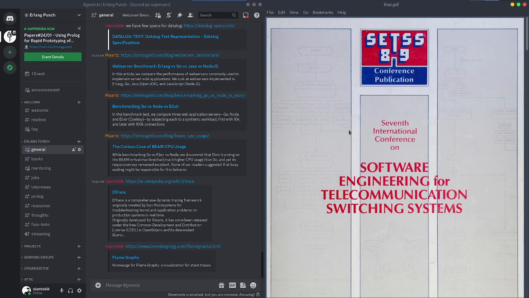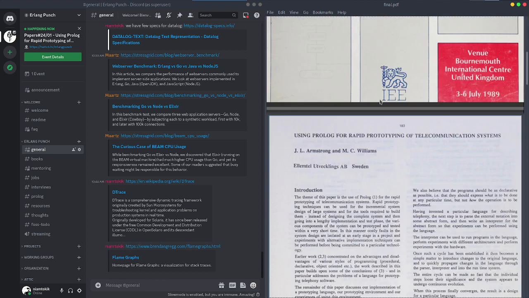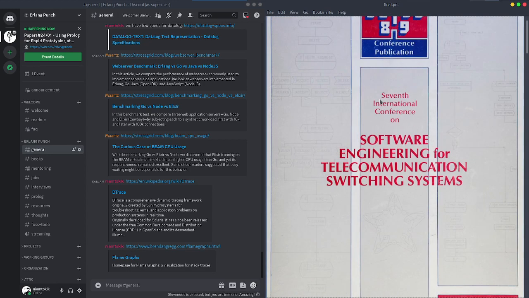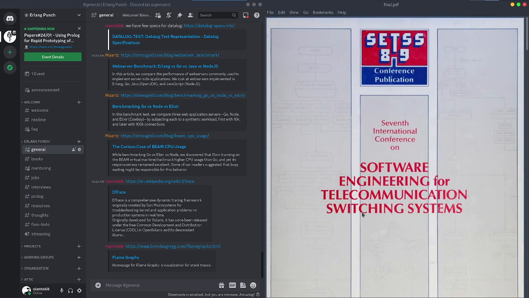So this paper, I found it in July or maybe August, and it was kind of hard to have it directly in PDF, so I took it directly from archive.org. Sorry for the low quality, this is just a screenshot from my browser. So, anyway, this paper was published on the software engineering for telecommunication switching systems. As I said previously, in 89, sorry.